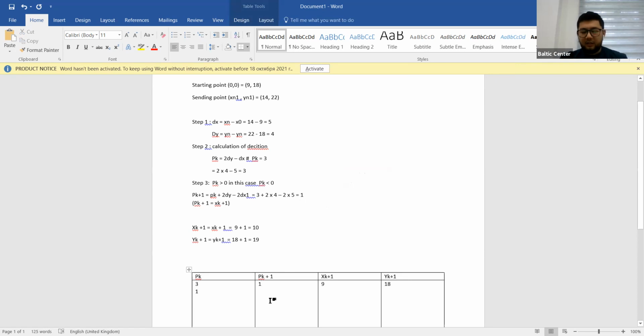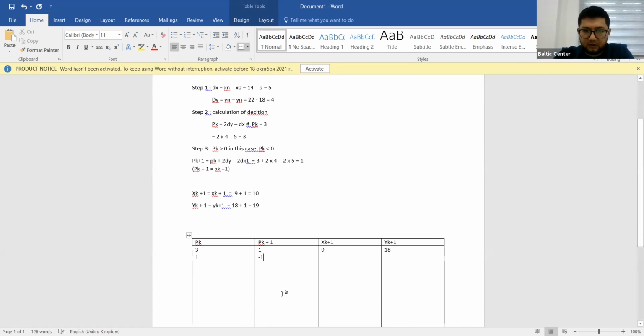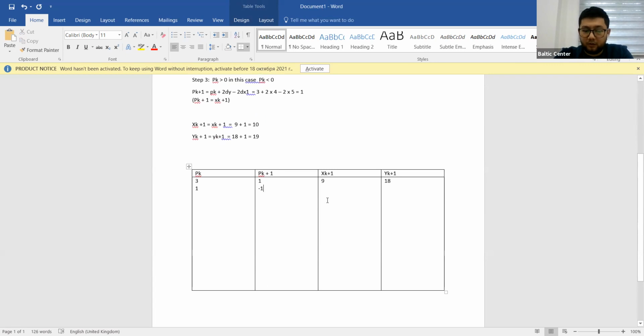So anyway, if our pk is lower than 0, which is minus 1, we will calculate it otherwise, and I will show you how. So we don't look at pk plus 1 in this table right now. I'll explain later. And what we are doing over here is we have to calculate it.